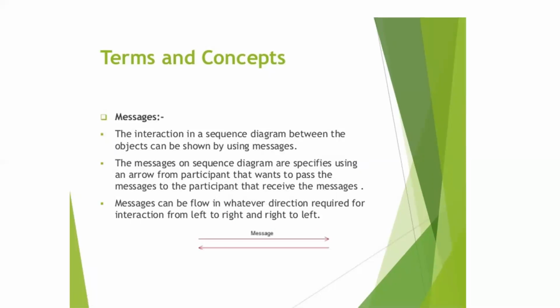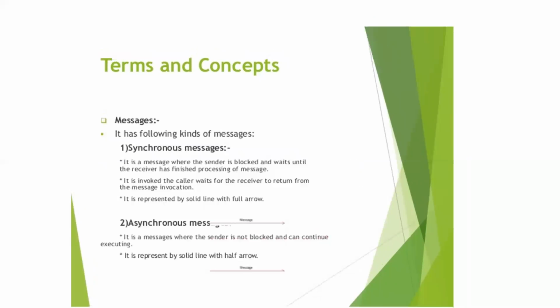Message passing interaction in a sequence diagram between objects is shown by using messages. A message can be two-way, or it is shown with an arrow on a solid line, left to right or right to left. The types of messages in a sequence diagram: first is the synchronous message. It is a message where the sender is blocked and waits until the receiver has finished processing the message. So once one object sends a message to another object, it is blocked from sending another message to any other object. That is called a synchronous message.